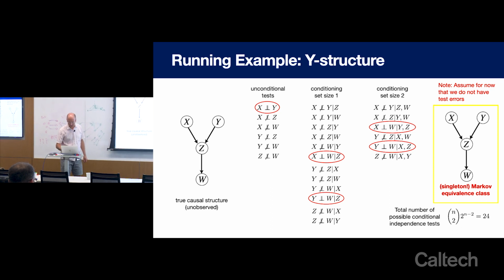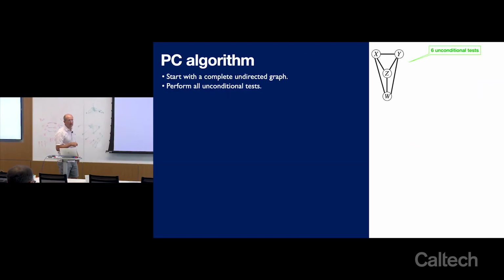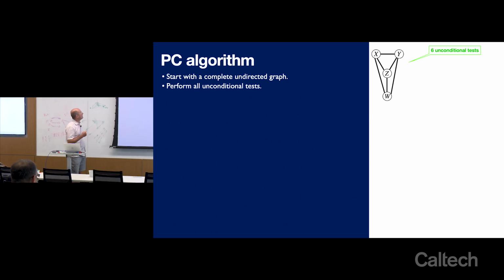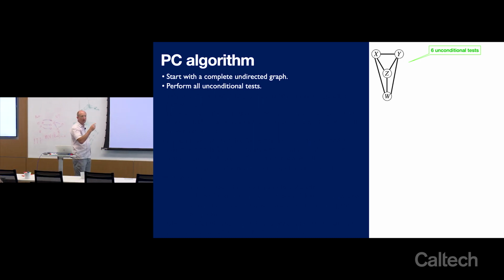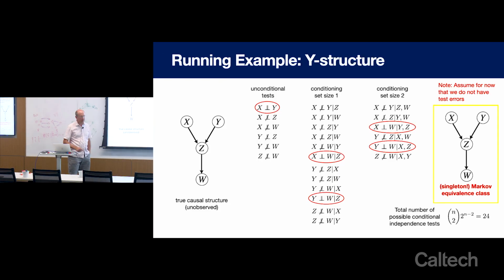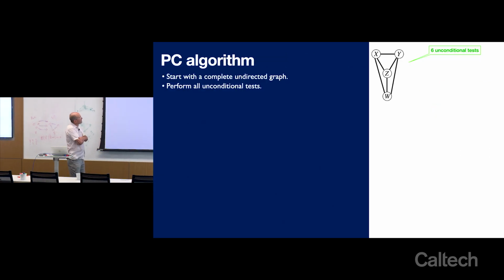Good? Okay. So what does the PC algorithm do? It starts with a complete undirected graph over the number of variables that you have. So we had 4 variables. I'll be running through this example, assuming that the true graph is this one here, right? And I'm going to show you what happens in the PC algorithm. So remember, it's a Y structure. All the arrows are pointing down into W. Okay, so we start with a complete undirected graph over the set of variables.